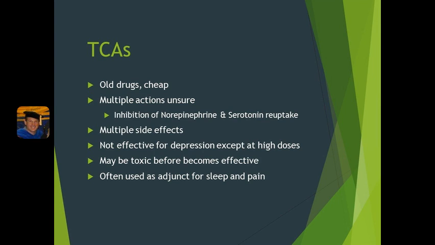So as a result, you're rarely going to see these actually be used as an antidepressant. They're more often used as either an adjunct for sleep or pain. So if a patient can't sleep, a lot of times they'll prescribe a TCA that has drowsiness as a side effect. And if a patient is in pain, sometimes chronic pain or nerve pain can be treated with tricyclic antidepressants.